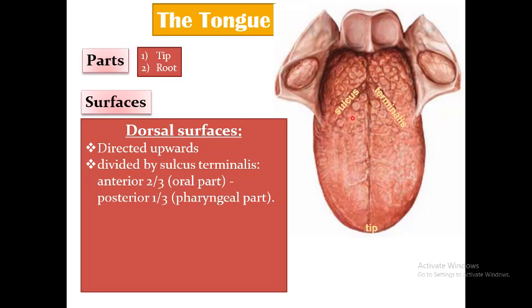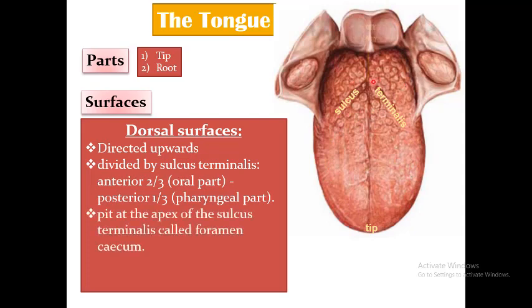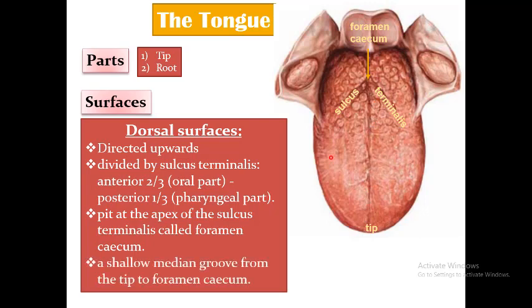It will divide the dorsum of the tongue into the anterior two-thirds, which is called the oral part, and the posterior one-third, which is called the pharyngeal part. So this is the oral part anteriorly, and this is the pharyngeal part posteriorly, anterior two-thirds and posterior one-third. The sulcus terminalis is V-shaped, and at the apex of this V we have a depression called the foramen cecum. From the foramen cecum to the tip, we have a septum which divides the tongue into two similar halves.